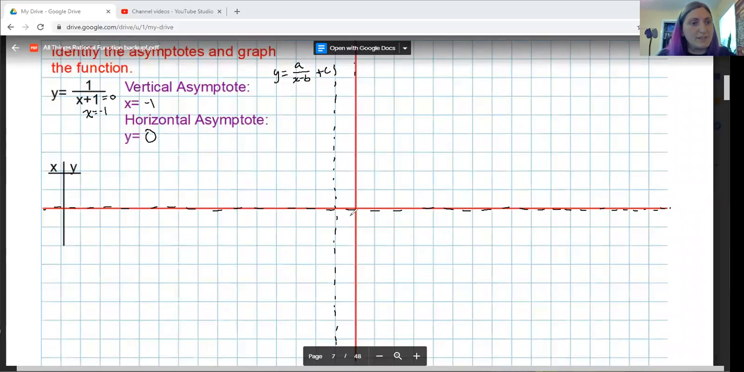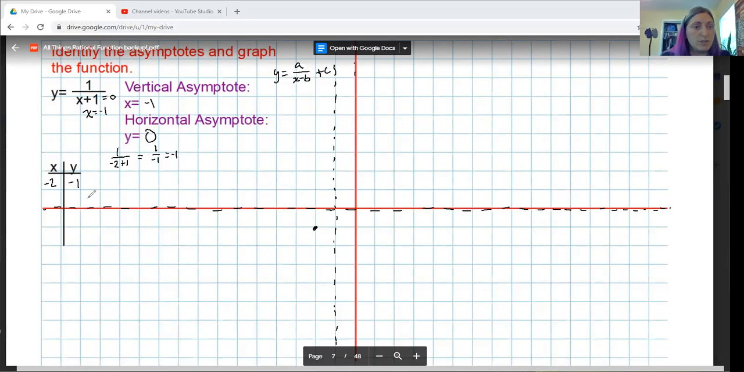So what happens if I choose, let's see, here's -1, let's do -2. Okay, if x is -2, what will y be? We plug -2 into this function. So we have 1 over -2 plus 1, which is 1 over negative 1, which is equal to negative 1. Okay, so I have a point at negative 2, negative 1. Nifty.